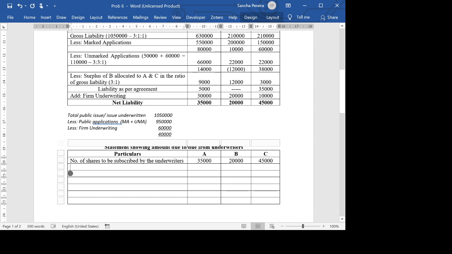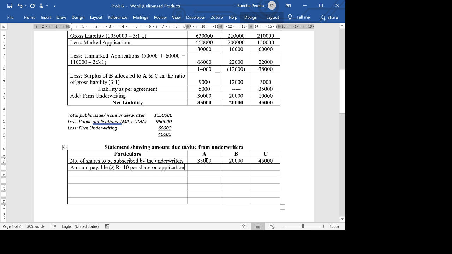The next thing I'm going to do is check, since we are talking about amount, this is all in shares. Right now we are going to talk in amount. So the next thing I'm going to do is say amount payable at the rate of rupees 10 per share on application. I'm going to check what is the amount payable by these underwriters per share on application.